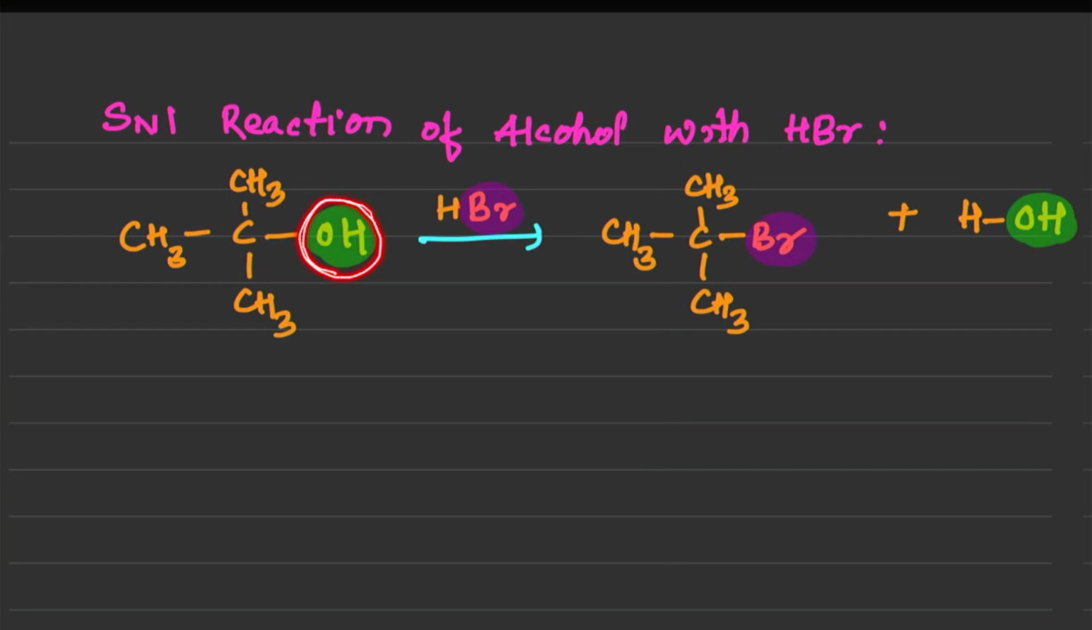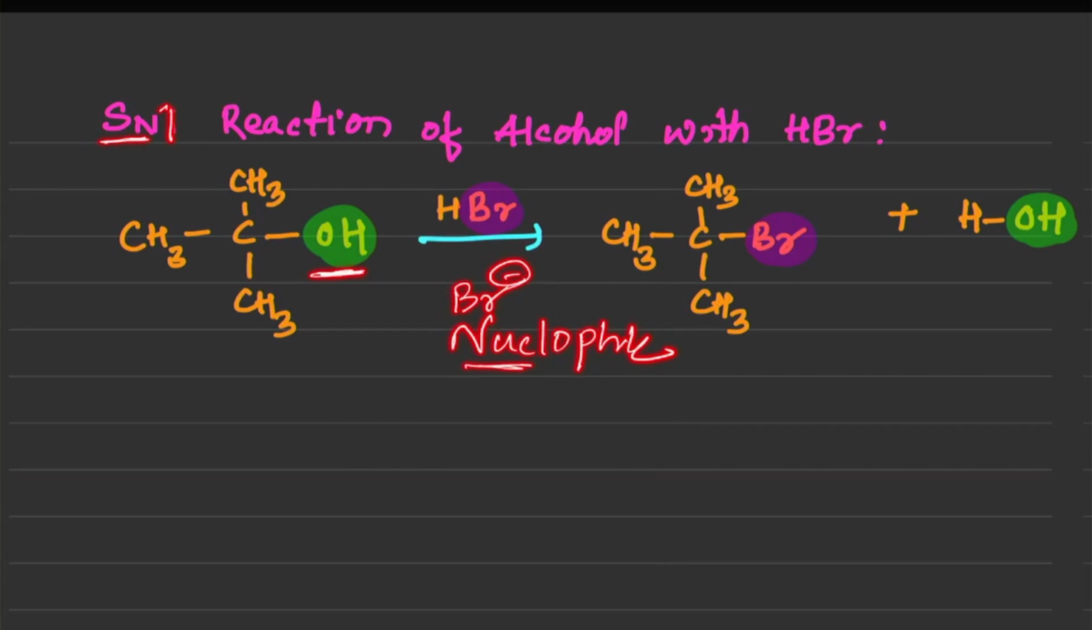And what is that something else? That something else is the N, which in this case is Br minus. So you are substituting an OH with Br minus, which is our nucleophile. N stands for nucleophile, so we are substituting a group with a nucleophile. That's why it's called SN.